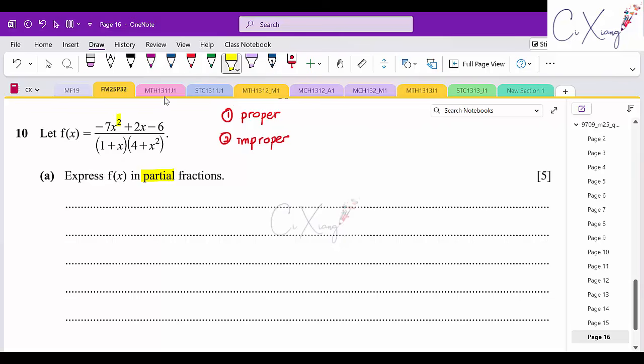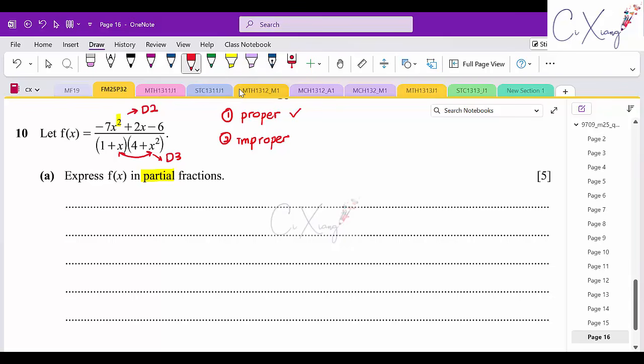Let's have a look at the highest power on top, which is the numerator. It has power 2, which is degree 2. When you multiply both x together under the denominator, x multiplied with x squared, you have x power 3. Therefore, the degree at the bottom is 3. When the degree on top is less than the degree at the bottom, it belongs to the proper fraction.